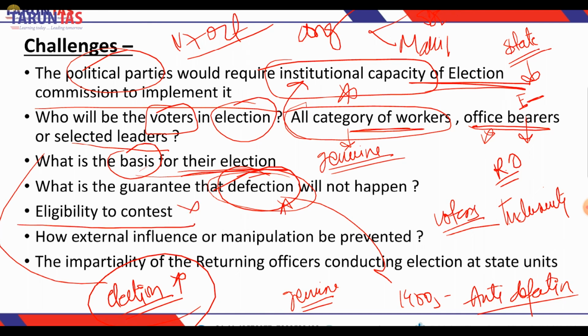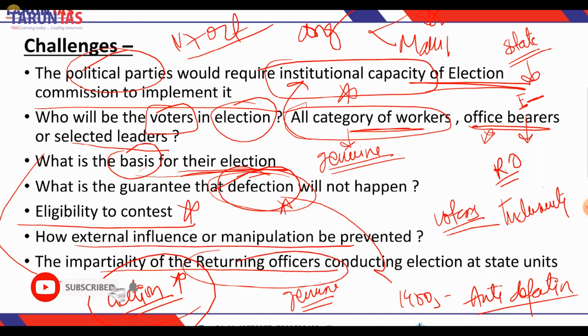And the writer points towards the eligibility to contest: what will be the eligibility of the person contesting the election, the age criteria, the experience criteria, and so on, as decided by consensus in the political parties. Another concern the writer raises is external influence or manipulation: how can such a wide-scale election of a political party be protected from external influence or manipulation? And the last challenge is the impartiality of the returning officers conducting the election at the state unit.